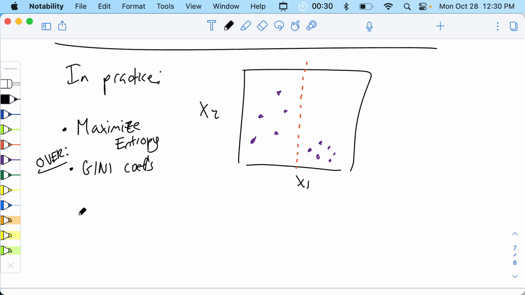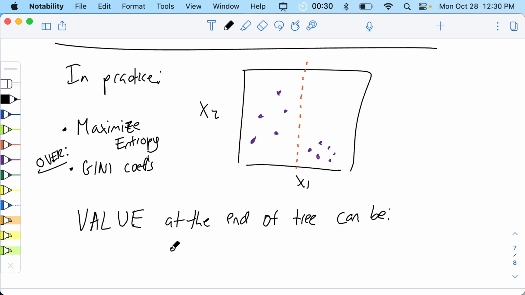So the value of the tree can be a real value at the end of the tree, a number that's doing regression, or a class, that's for classification.